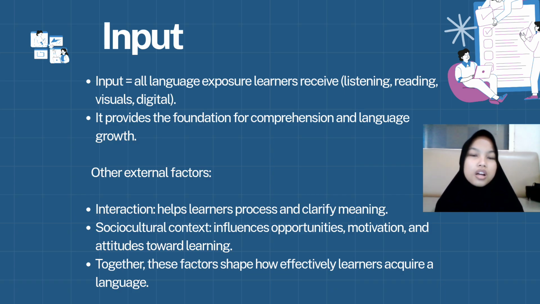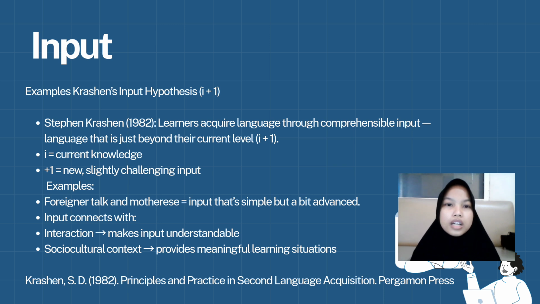So there are several other external factors. The first is interactions, which can help students or learners process and clarify their meaning. The next one is social cultural context, which can influence opportunity, motivation, and attitude toward learning. Together these factors shape how effectively learners acquire a language from the input they get from the environment. So the next one, I put an example from Krashen's input hypothesis.